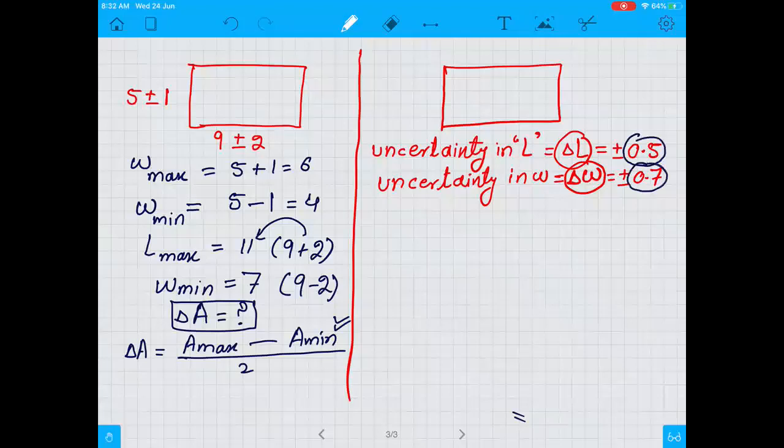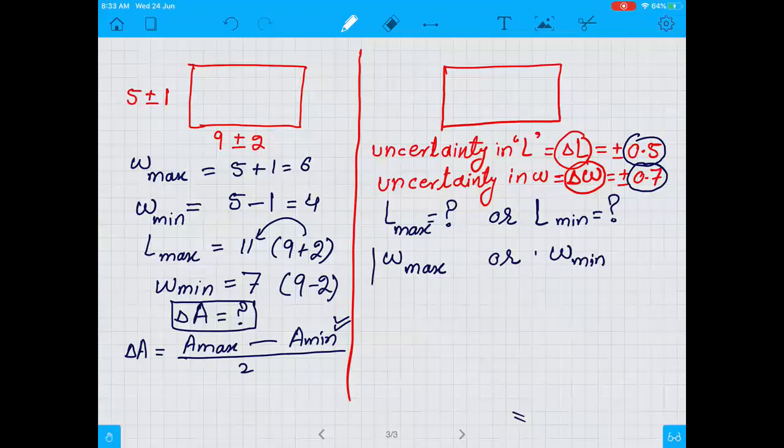Now let's go to the second situation. Here you see the uncertainties are given, but the values are missing. So in this situation, you cannot find L maximum or L minimum. Here you cannot find the maximum length or the minimum length. In the same manner, you cannot find the maximum width or the minimum width.